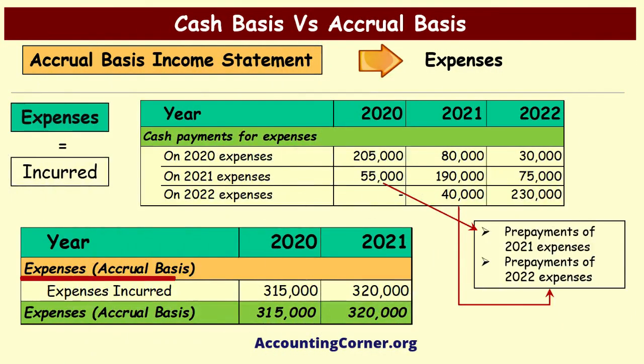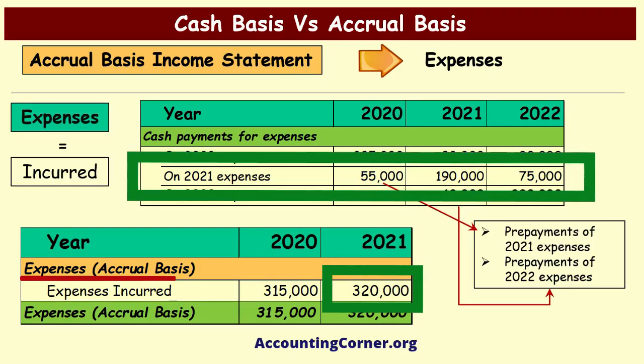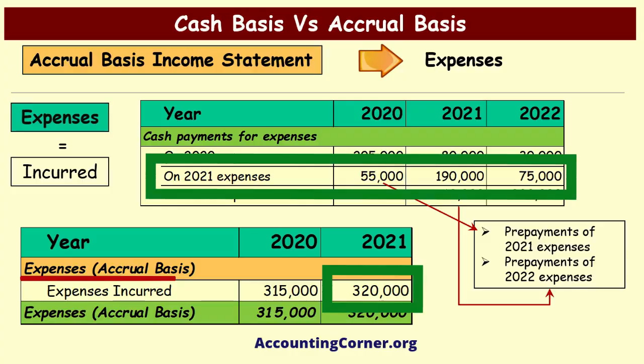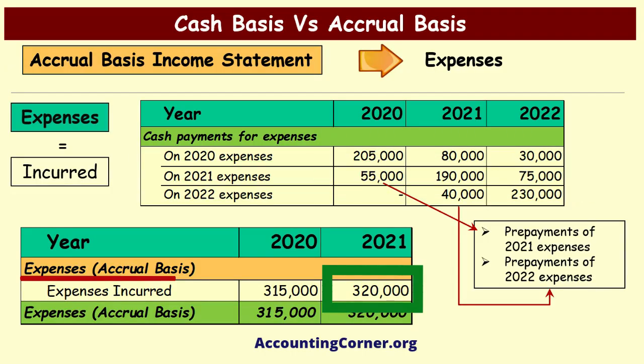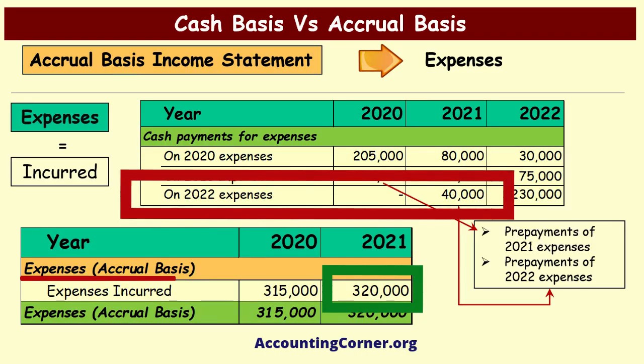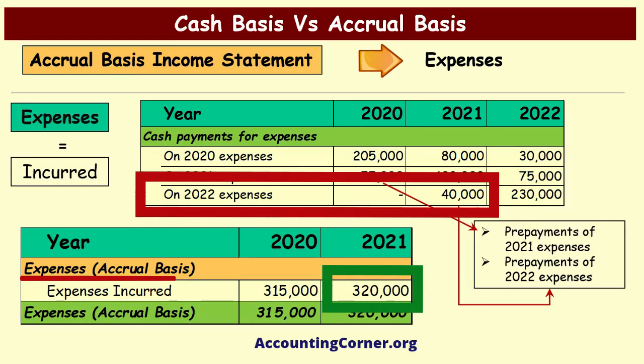Expenses for the year 2021 amount to $320,000. They include all payments of expenses from the cash outflow table for that particular year, since they are all related to the year 2021. Important to note that the $40,000 prepayment made in 2021 for the year 2022 is not included into the expenses for 2021. This amount must be excluded from the year when it was paid and assigned to the correct period.